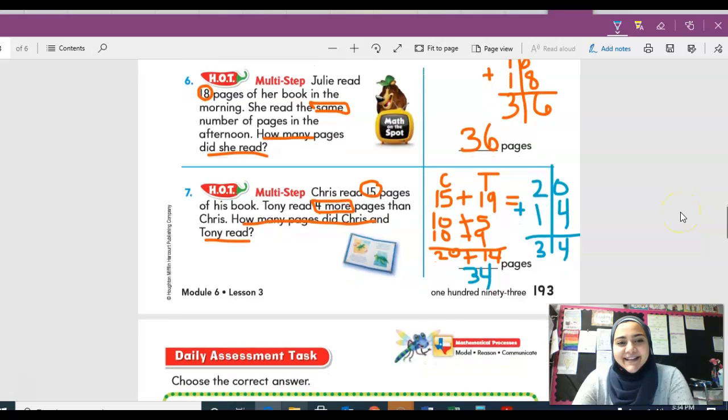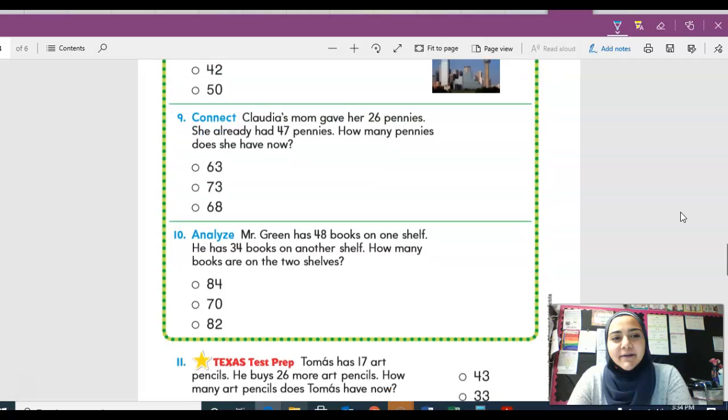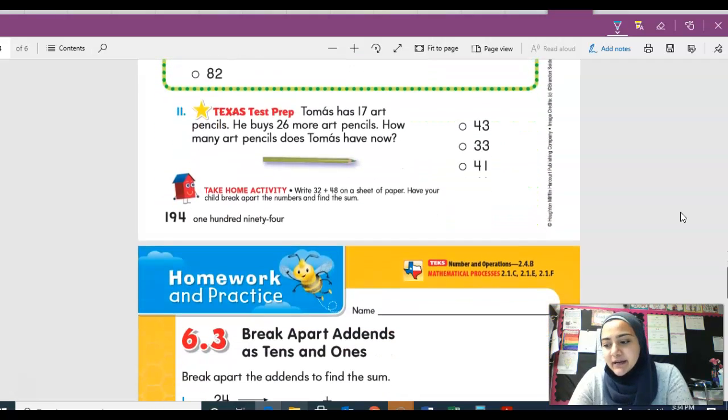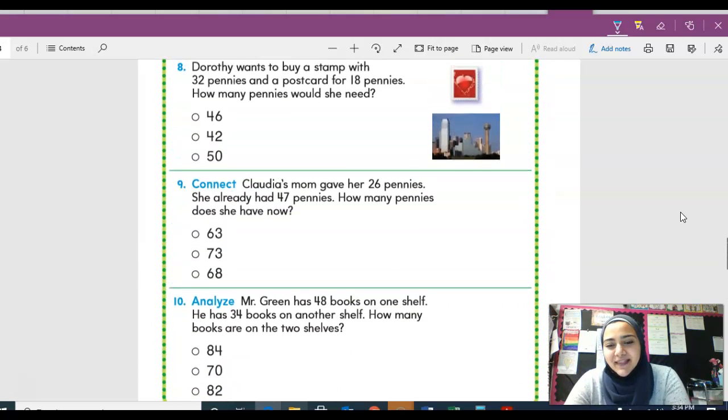All right, so that's how that looks. It should be pretty easy. What you're going to do is you're going to work on 8, 9, 10, 11 by yourself, and then you're going to do the yellow page by yourself. Go ahead and turn it into the Google Classroom when you're done, and have fun learning math.